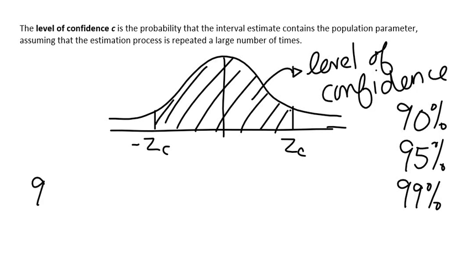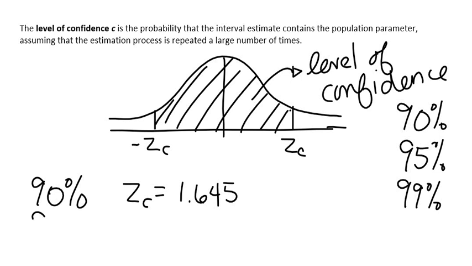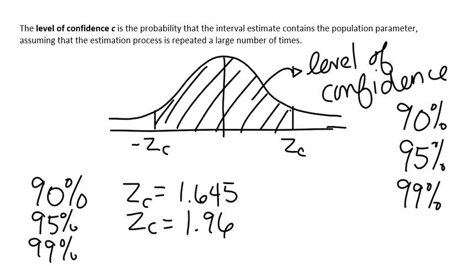So when we're dealing with a 90% confidence interval, our critical value is 1.645. If it's a 95% confidence interval, our critical value is 1.96. And if we're dealing with a 99% confidence interval, our critical value is 2.575. And we're going to use these in our calculations of the margin of error.